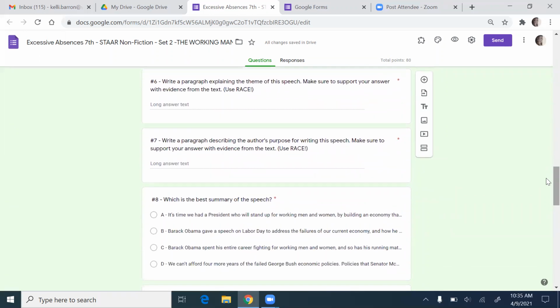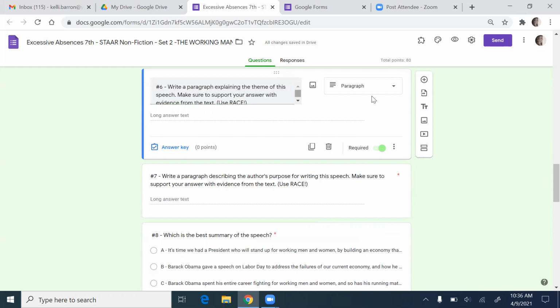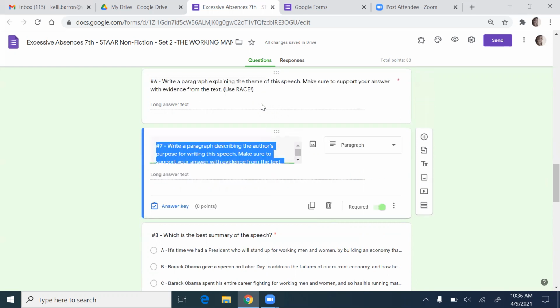Number six, write a paragraph explaining the theme of this speech. Make sure to support your answer with evidence from the text. Okay, so here's where we use RACE. So they're going to R, restate the question, A, answer it, C, cite evidence, so that's going to be quoting from the text, and E, explain how the quote supports their answer. So first I'm going to start with just the question, okay? Write a paragraph, explain the theme of this speech.